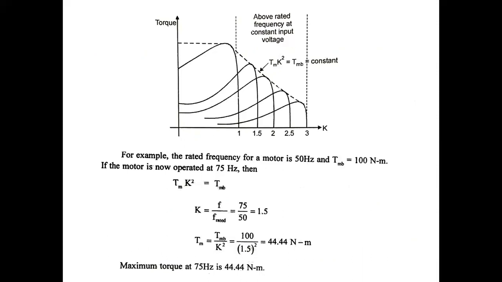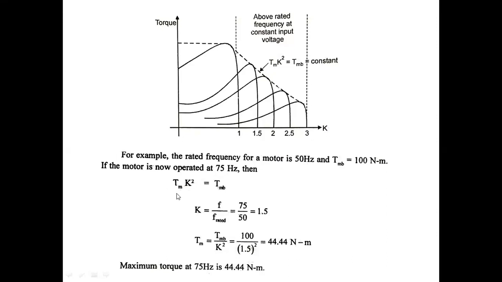So for example, here one example is given. The rated frequency for the motor is 50 Hz and Tmb is 100 Newton meters. This is the maximum torque at base speed. If the motor is now operated at 75 Hz, they are asking what is the maximum torque in the induction motor. They have given one maximum torque value and one frequency.